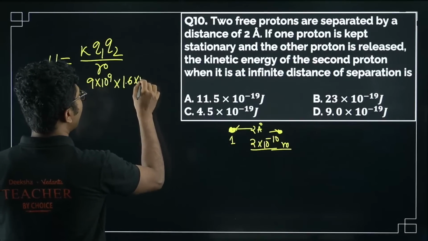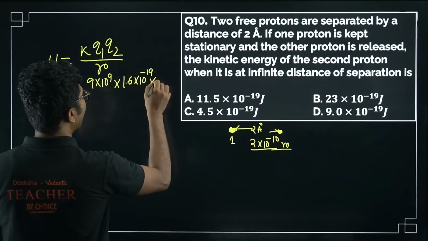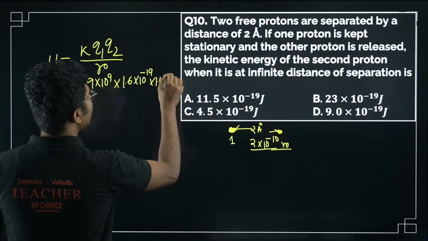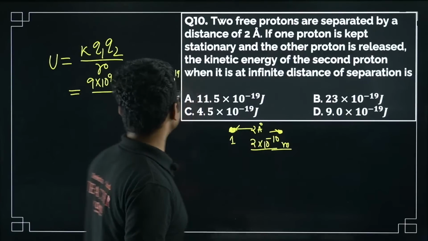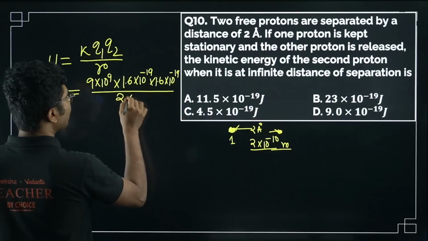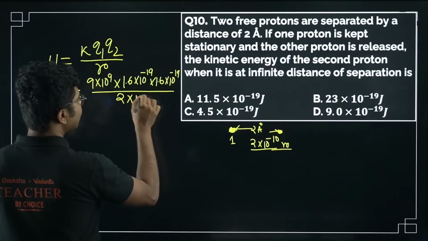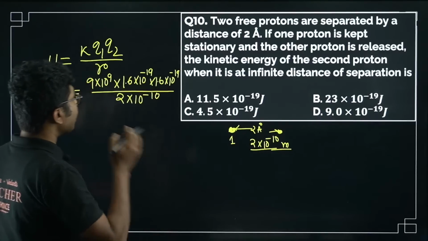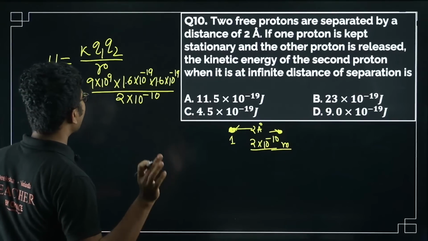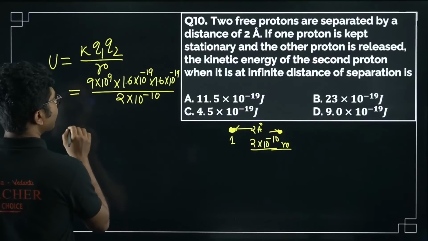1.6 into 10 to the power of minus 19 into 1.6. If you are solving them using a calculator, then you might say these are easy questions. If you are solving them without using a calculator and still think that these are easy questions, then very good. If you are using any calculators, then these are not easy questions for you. These questions are not for you.